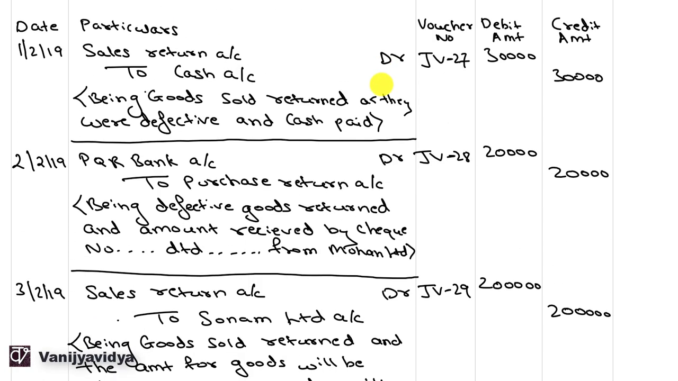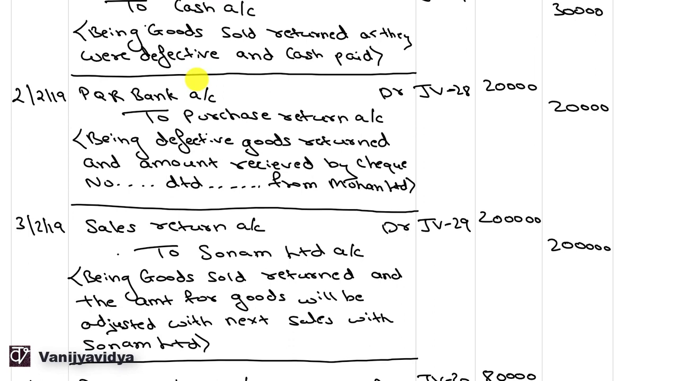Next. JV27, sales return account to cash account. So sales return account is a new account here. Next, JV28, PQR bank account to purchase return account. So purchase return account is a new account here. JV29, sales return account to Sonam Limited account. Both of them are already considered.